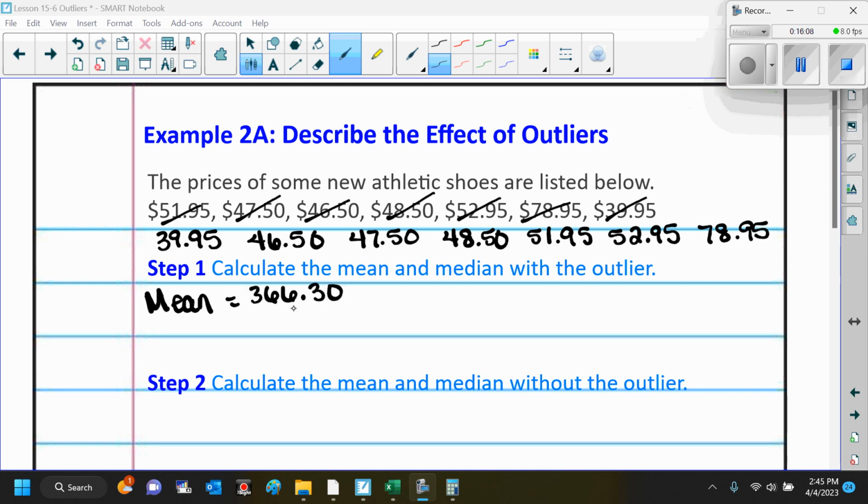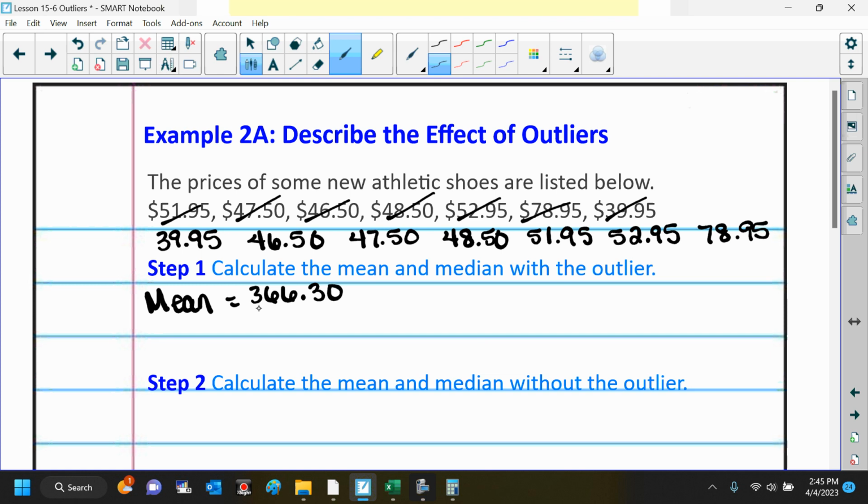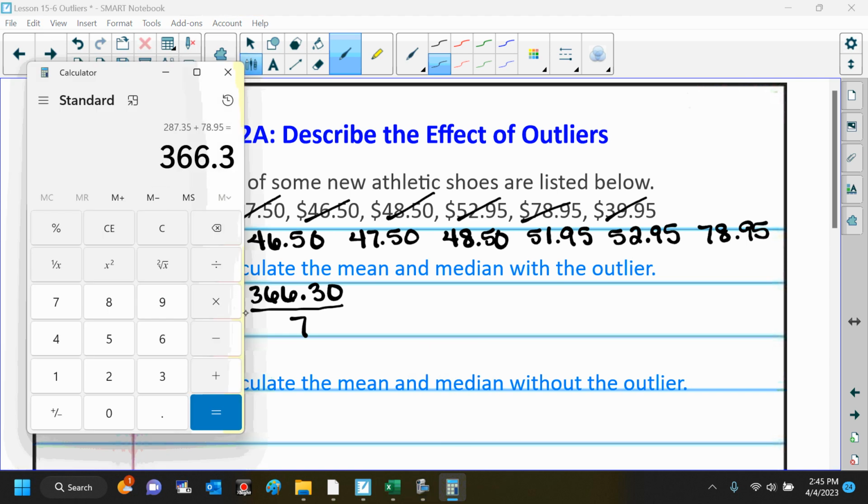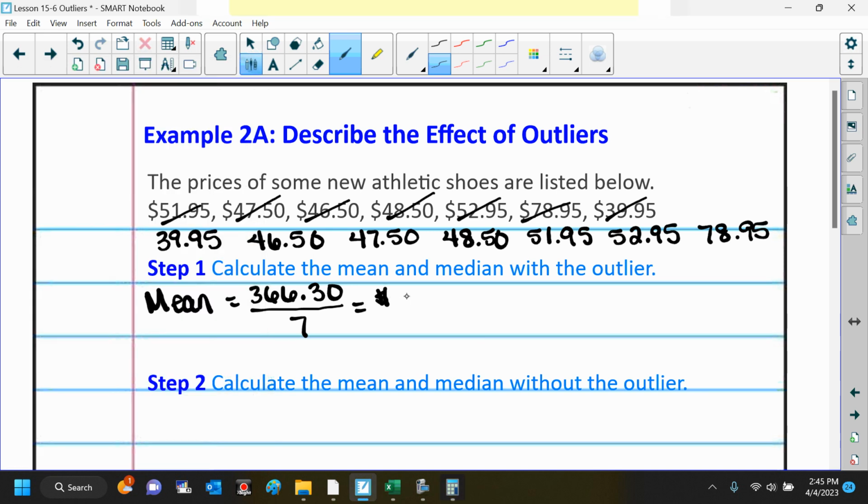So $366.30, and we're going to divide by, let's see, 1, 2, 3, 4, 5, 6, 7. We're going to divide by 7. So we have 366.3 divided by 7, and that's going to give us this. So the average cost of the shoe here is 52.3285, so the 8 tells me that I want to round up. So it's going to be $52.33. Okay? So this is $52.33. This is the mean.